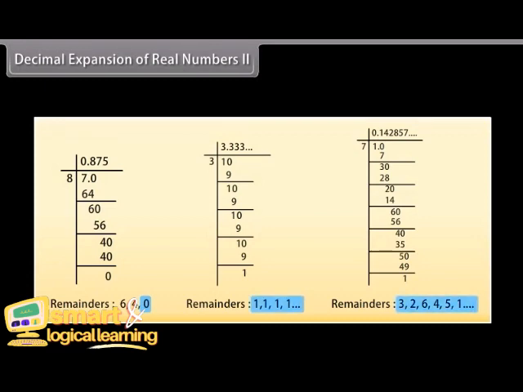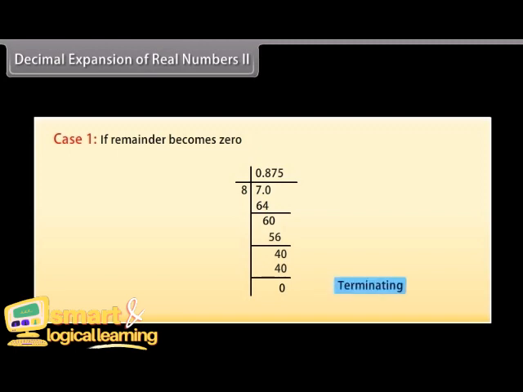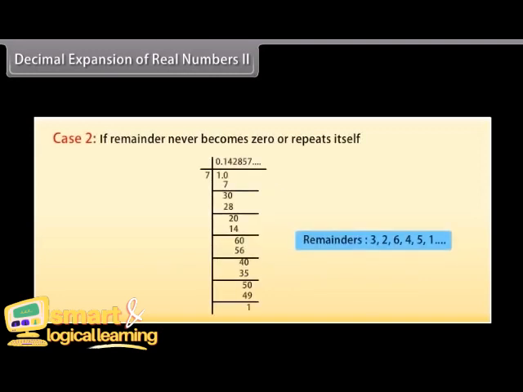Let us go through these cases one by one. Case 1 is, if the remainder becomes 0, then the decimal expansion ends after a finite number of steps. The decimal expansion of such numbers is terminating. Case 2 is, if the remainder never becomes 0 and repeats itself, then the decimal expansion of such numbers is non-terminating recurring.